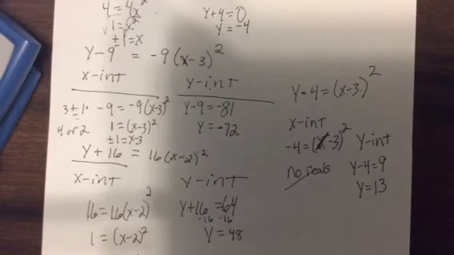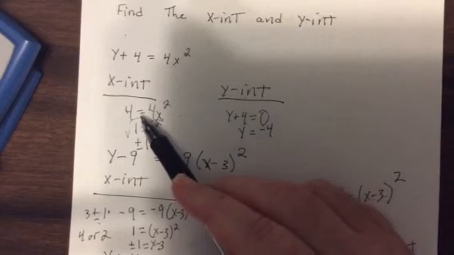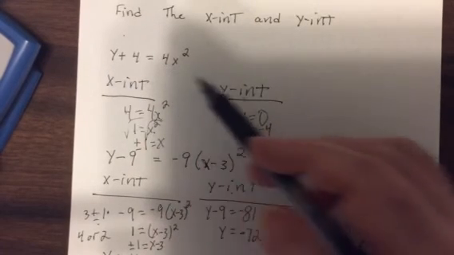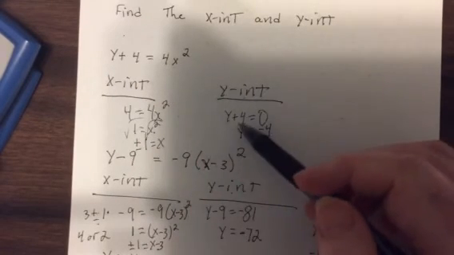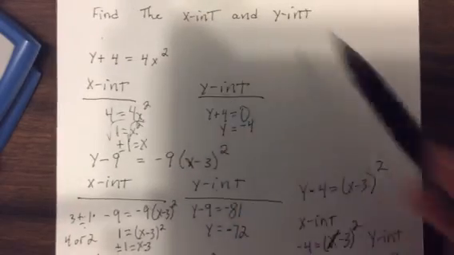So I don't know why. I just thought we'd spend another day on this. So to find the x-intercept, you put 0 in for y and solve. To find the y-intercept, you put 0 in for x and solve.